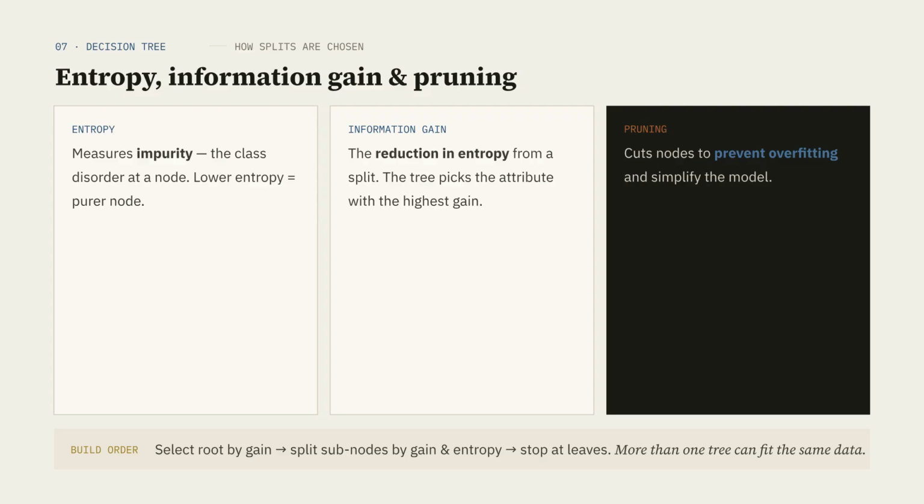Trees are built by choosing splits that maximize information gain, which is the reduction of entropy, a measure of impurity. We prune trees to prevent overfitting, keeping the model simple and more generalizable.